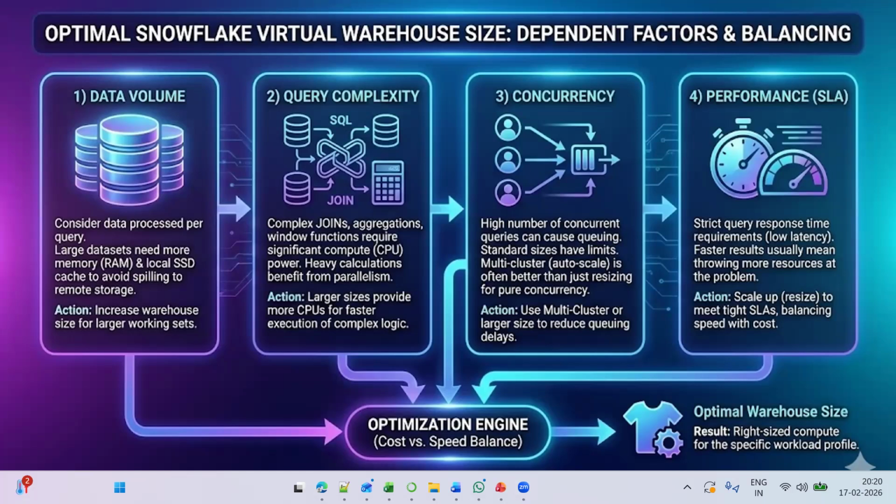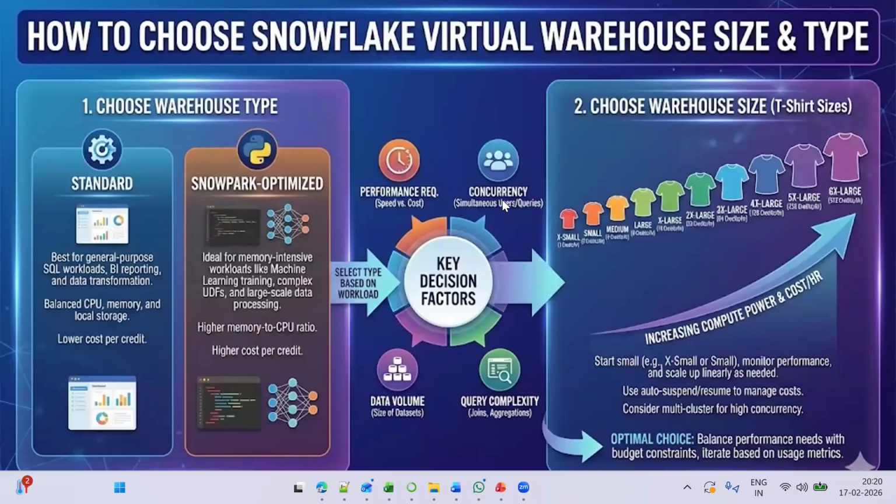So we should be very careful about the factors which we need to consider. Coming to the warehouse size and type, both are important. Warehouse size is one area and the warehouse type is another factor. We have three different types: Standard, Snowpark optimized, and the third one, Snowflake generation 2. This is Snowflake generation 1, the standard one. The second one is Snowpark optimized. The third one, Snowflake generation 2, is not available here, but it is a newly added warehouse type in Snowflake.